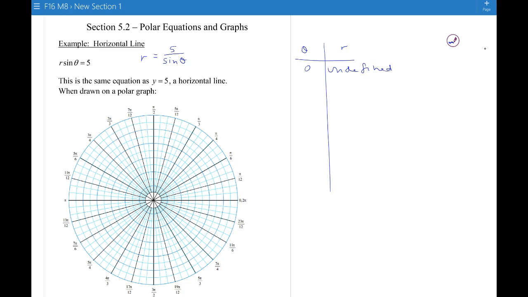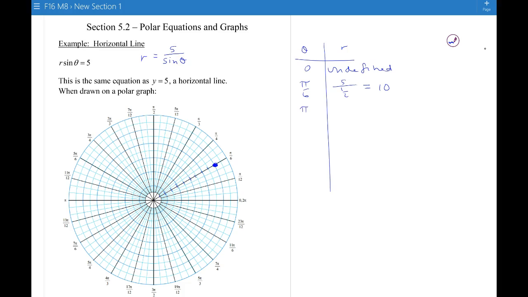But let's keep going and pick the easy points. So if I do pi over 6, the sine of pi over 6 is a half, so it's 5 over a half, which is 10. So at the angle pi over 6, we go 1, 2, 3, 4, 5, 6, 7, 8, 9, 10 concentric circles away from the pole. Okay, and then let's skip pi over 3 because that would be a kind of goofy decimal, but we'll come back to it in a minute.